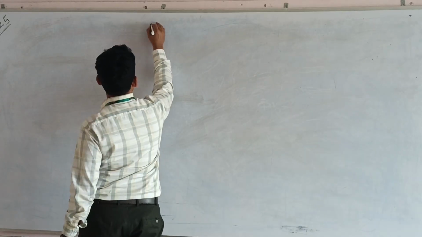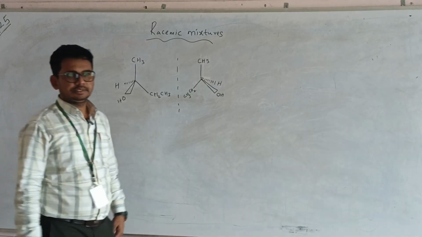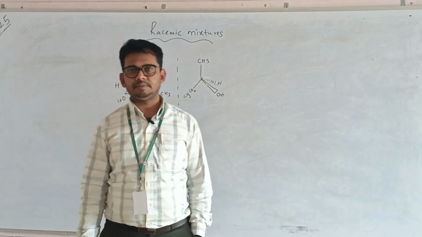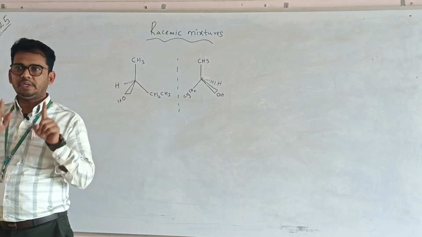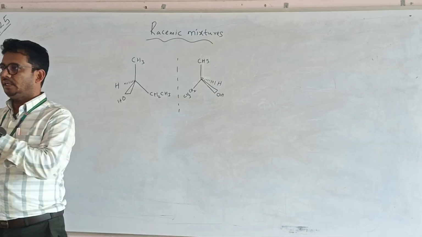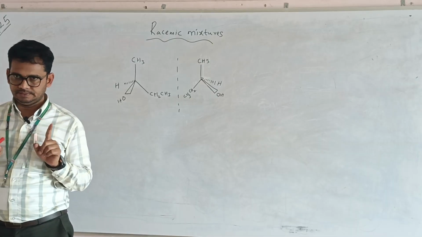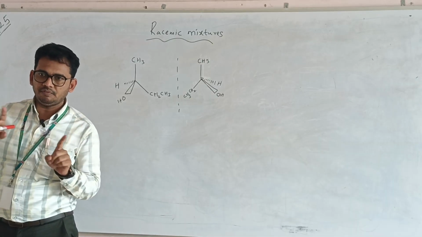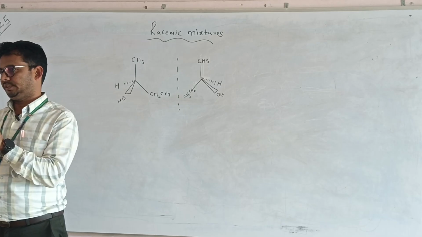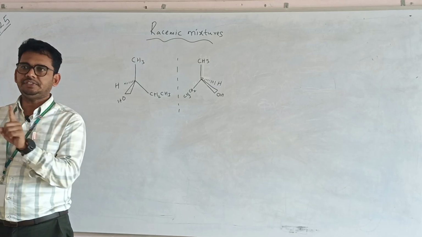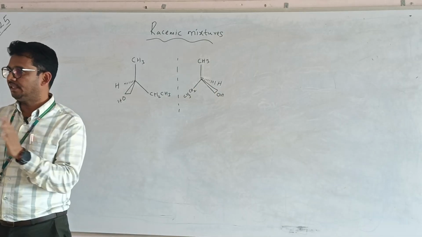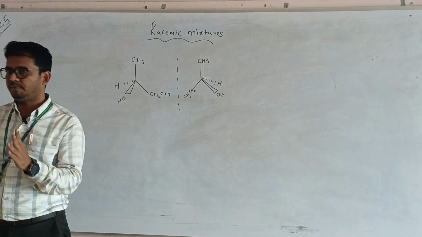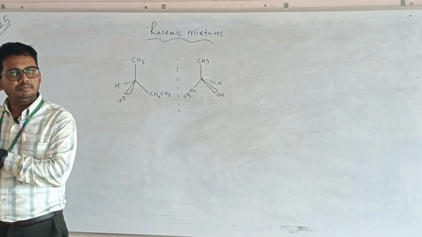Next we'll go for the racemic mixtures. Just see in this case what exactly the racemic mixture means. Remember that, listen carefully: two equal amounts of enantiomers, a 1:1 ratio. One enantiomer is 1 part means another one also 1 part.